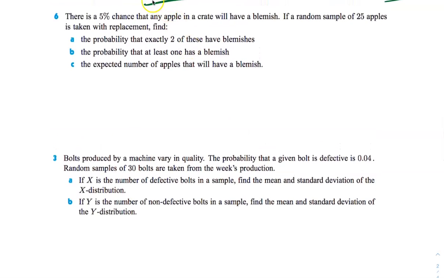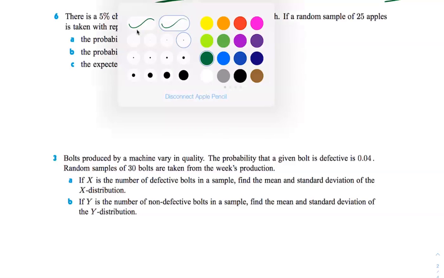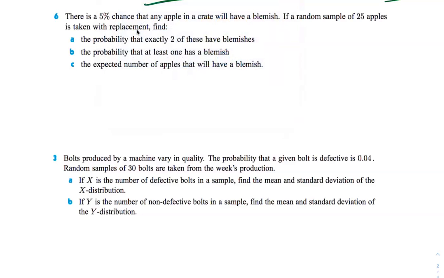There's a 5% chance that any apple in a crate will have a blemish. If a random sample of 25 apples is taken with replacement, find the probability that exactly 2 of these will have blemishes, at least 1 will have a blemish, and the expected number of apples that will have a blemish. So this is a typical IB-like test question when they want to make sure that you know the basics.